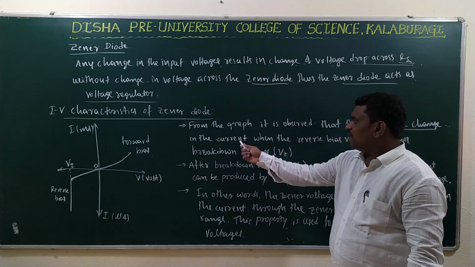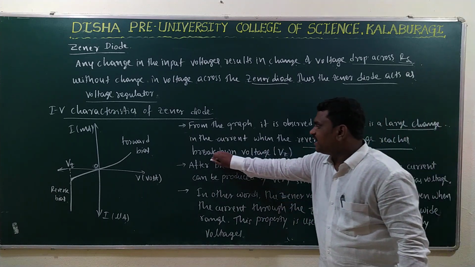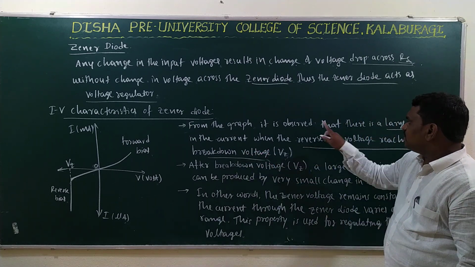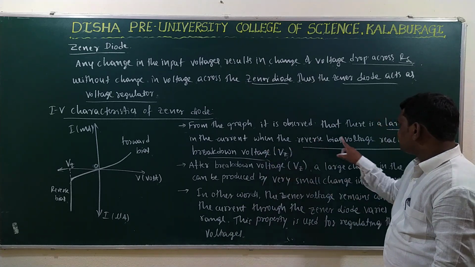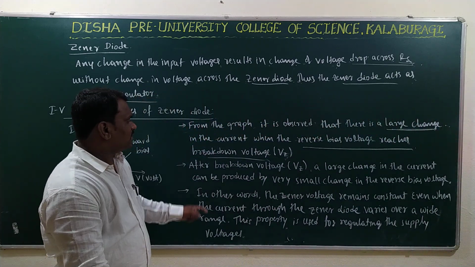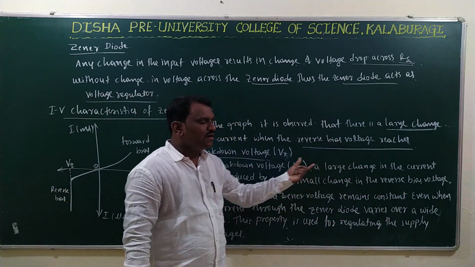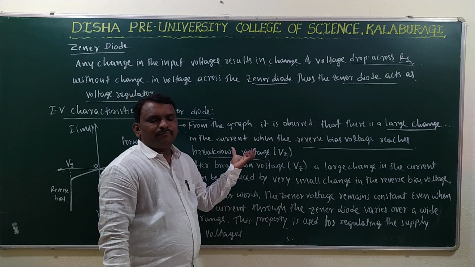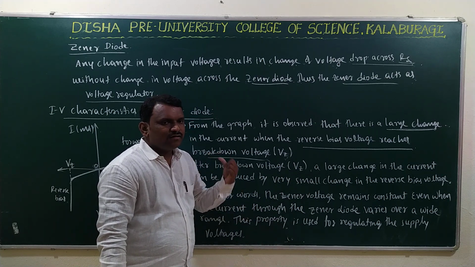large change when the reverse bias voltage reaches the breakdown voltage, right? The large change in the current occurs when the reverse bias voltage reaches breakdown voltage, where a small amount of breakdown voltage produces a high amount of current in the Zener diode.